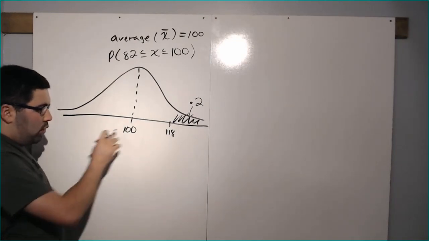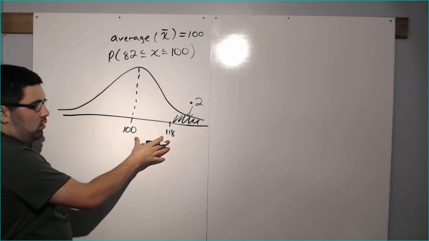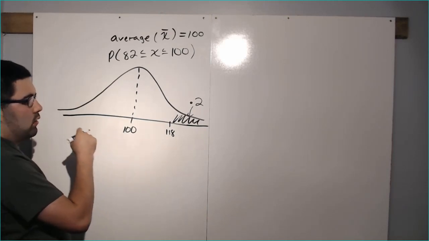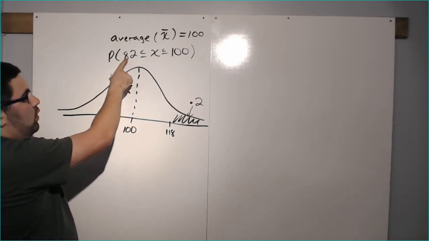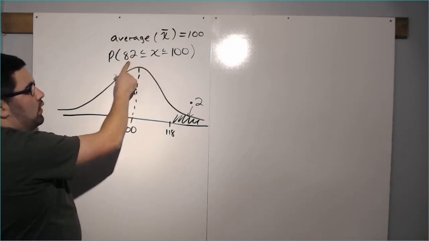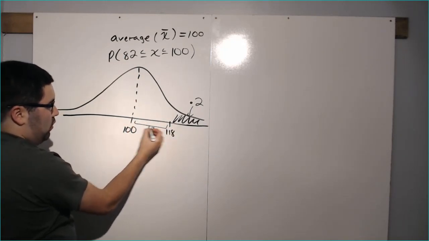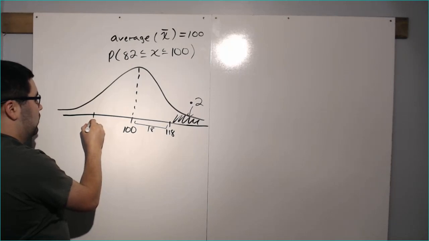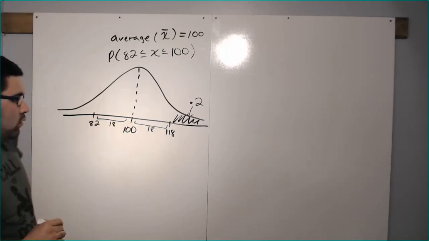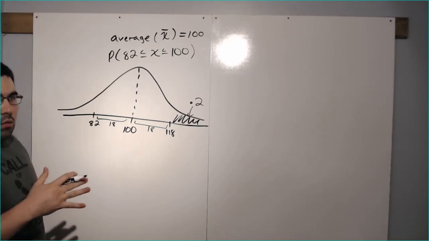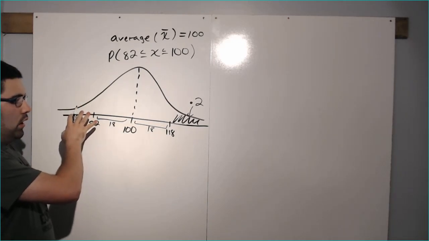So the thing is, to go from 100 to 118, that is going up by 18. To go from 82 to 100 is also going up by 18. In other words, that is 18 units. Well, so is this. And basically, it's just wanting you to realize that anything you do on the right side is a reflection of what you do on the left side.